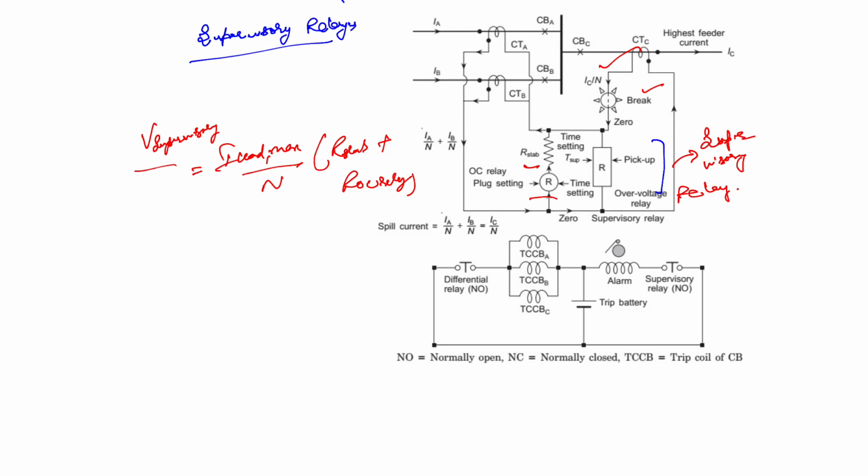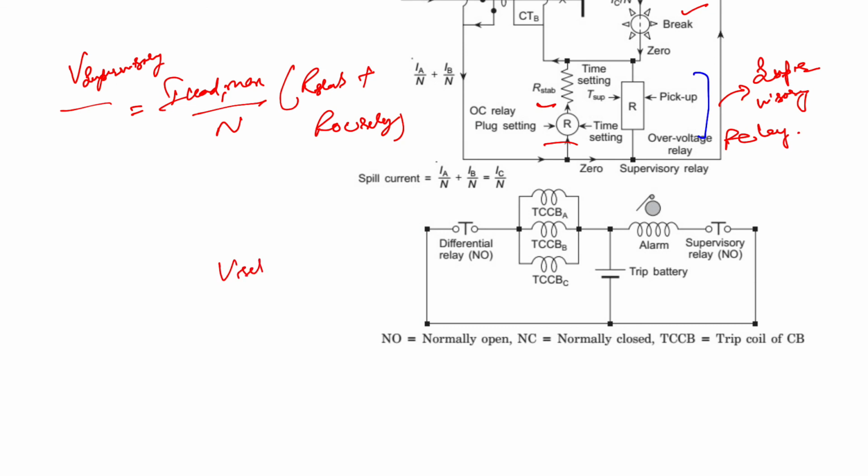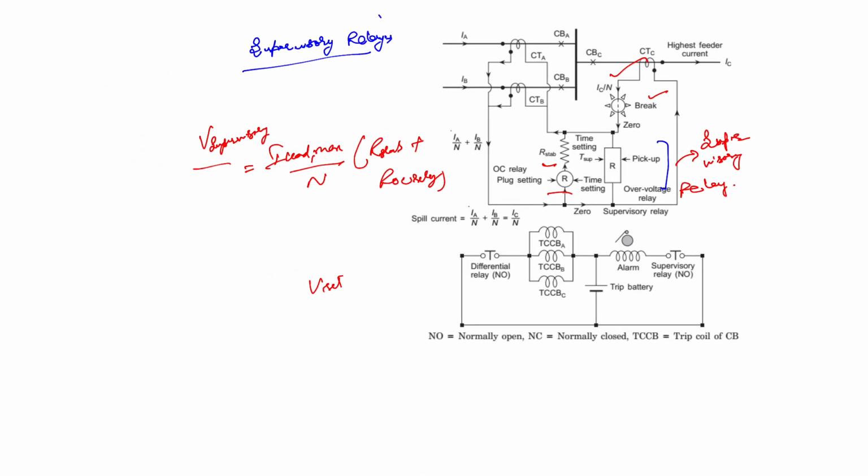However, in this discussion we have neglected the magnetizing current of CTs. The setting of this supervisory relay, that is V supervisory, will be much less than the setting of the high impedance relay, that is V set.